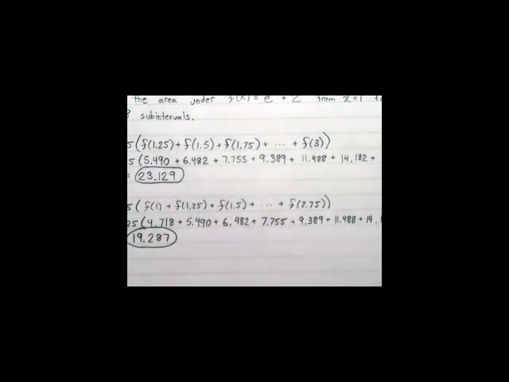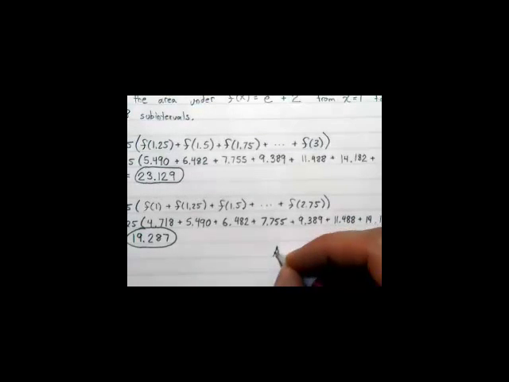Alright, so you can double check me, but I got 19.287. Perfect. And then the average should bring us pretty close to our answer here. So 19.287 plus 23.129 divided by 2. To get the average, we're getting 21.208. Let's compare that to the actual, which I can do here real fast.